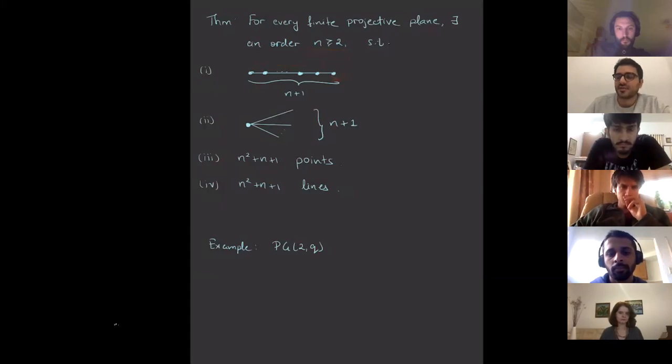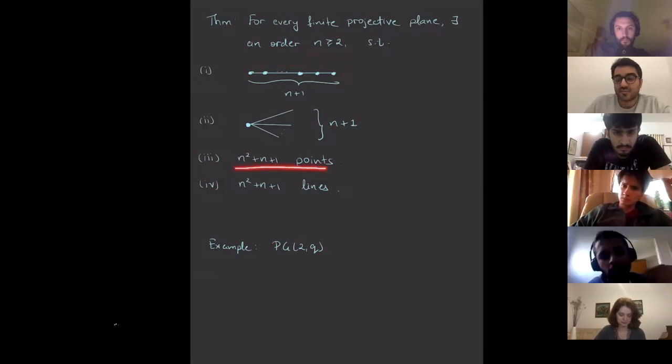The number of lines through each point will require some case analysis, because you have this L infinity as well. But you can check that now the number of lines through each point is n plus 1. Or you could use duality. You do know that the dual is also a projective plane, so you can use that as well.